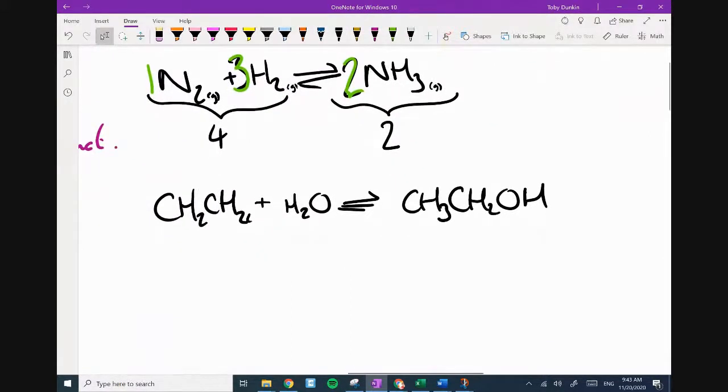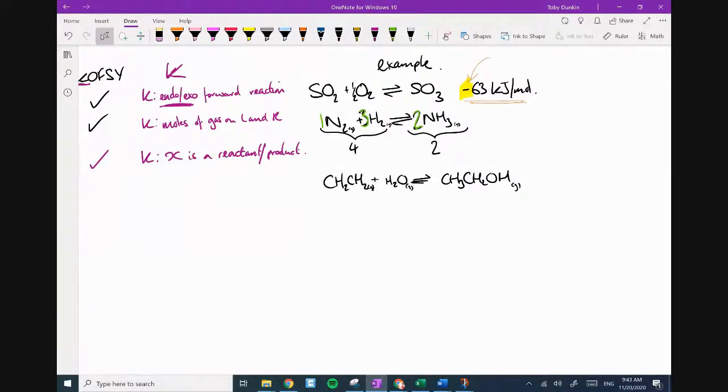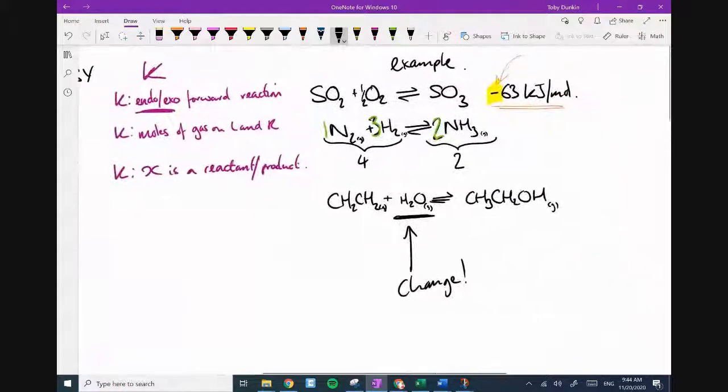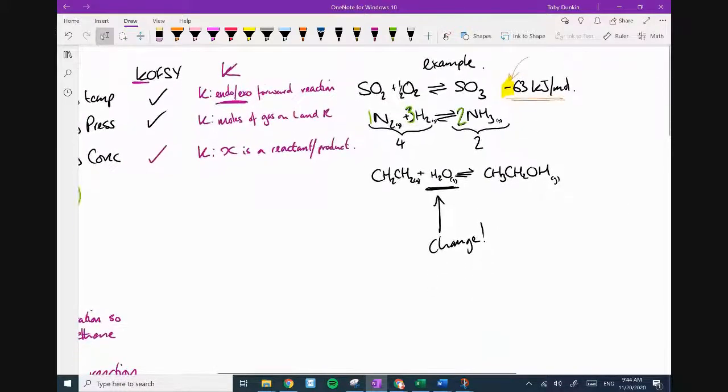Right. And this is a gas, and this is a gas, and this is a gas. So if we pick one, steam, we're going to change it. So if we change it, what I would say is, the example is H2O is a reactant. That would be my knowledge. Steam is a reactant.